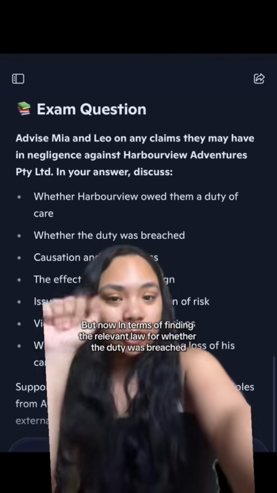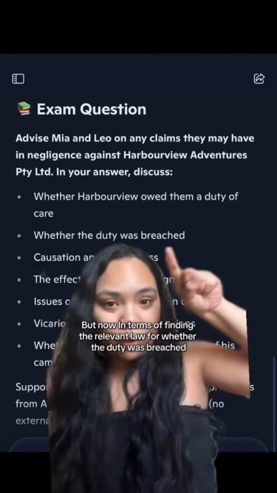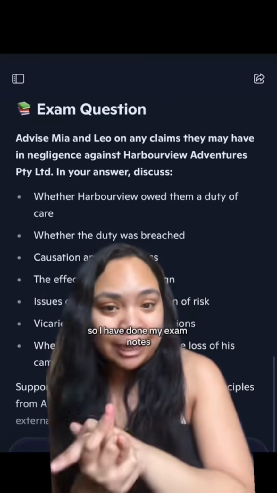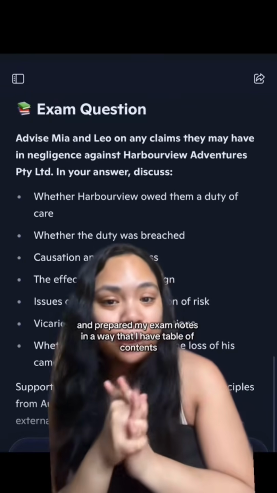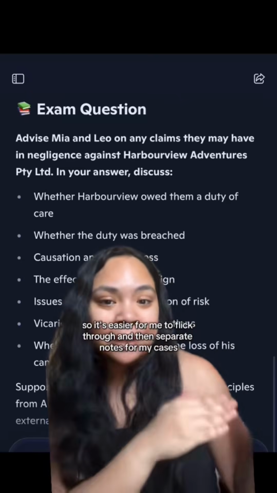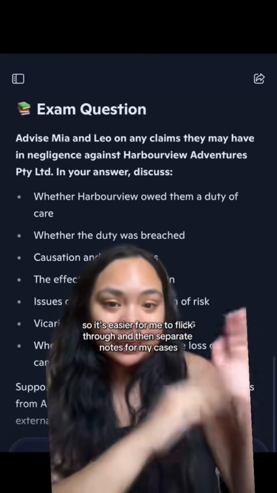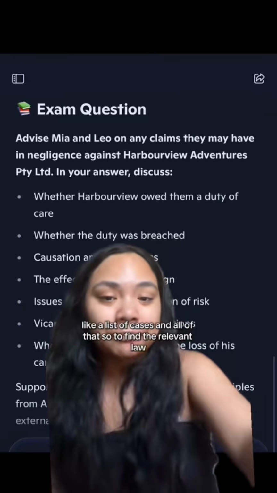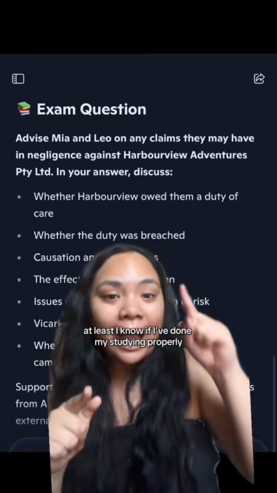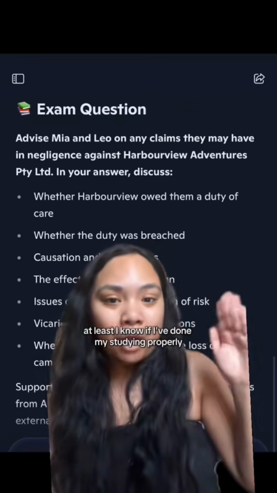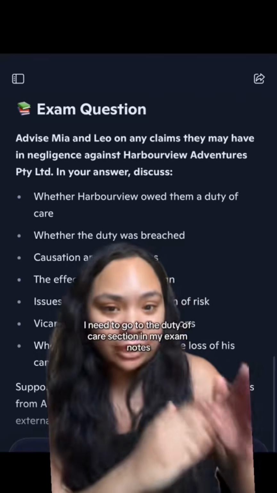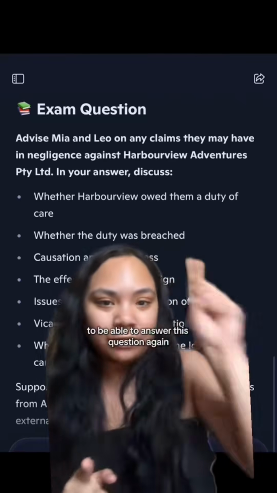So now, in terms of finding the relevant law for whether the duty was breached, I have prepared my exam notes in a way that I have a table of contents, so it's easier for me to flick through, and then separate notes for my cases, like a list of cases and all of that. So to find the relevant law, if I can't think of it off the top of my head, at least if I've done my studying properly, I would be able to easily identify that, oh yeah, I need to go to the duty of care section in my exam notes to be able to answer this question.